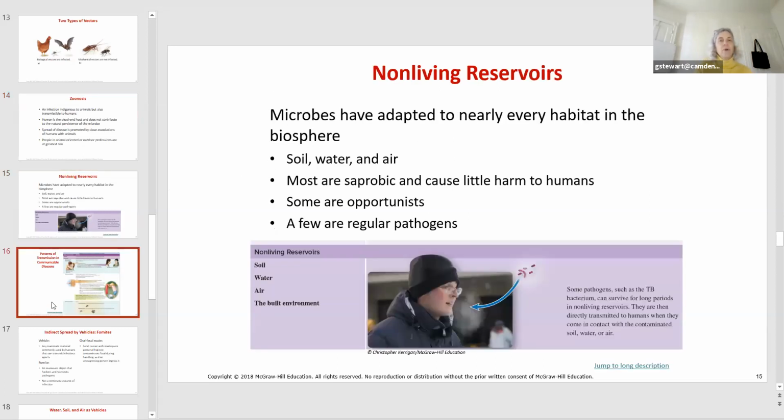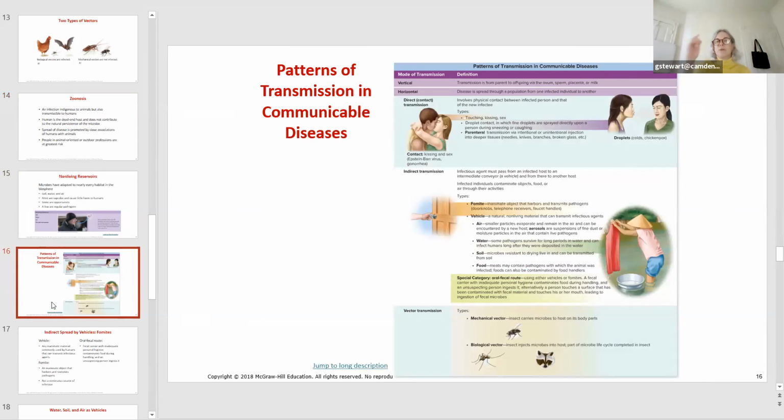I talked about the non-living reservoirs. These are patterns of transmission for communicable diseases. The list is long, right? So this is how the disease gets from one person to another. We've got direct contact. So vertical transmission is very limited. This is just transmission from parent to offspring through the placenta or through breast milk. Horizontal transfer is when we transfer to another person that we're not carrying as a baby. So horizontal transfer, direct contact transmission, indirect, if there's some sort of an object that the sick person touches, the object, and then a healthy person touches the object and gets infected.